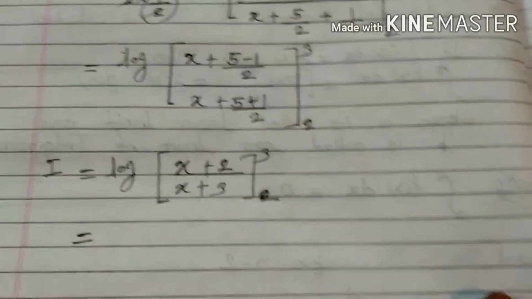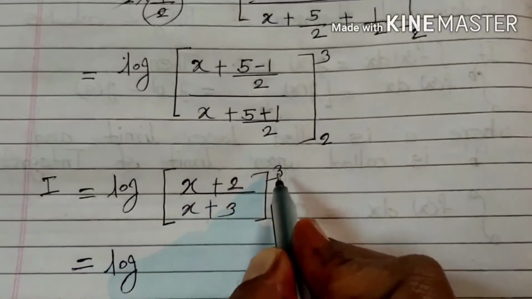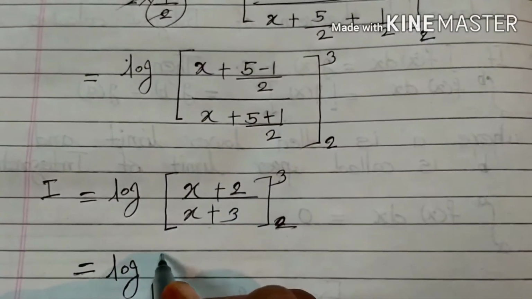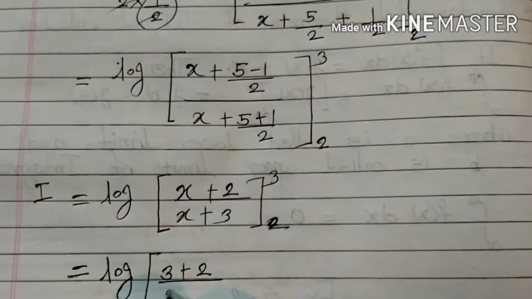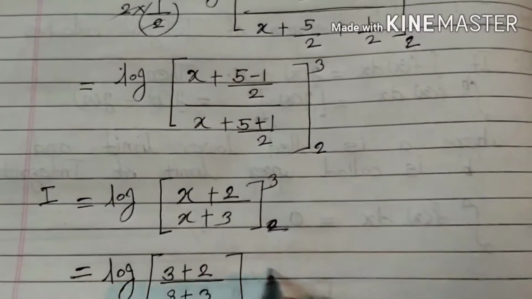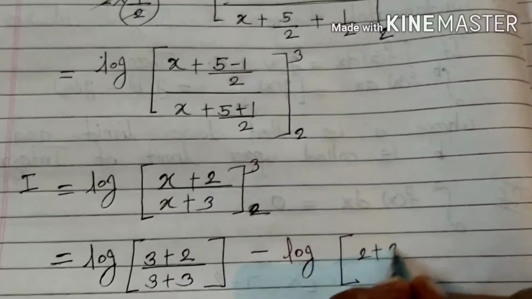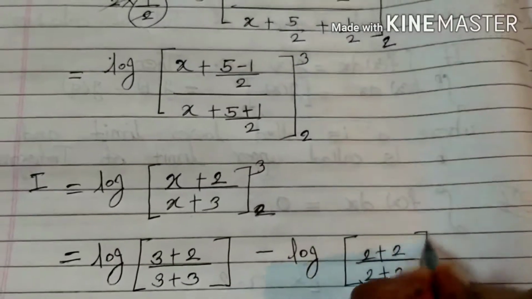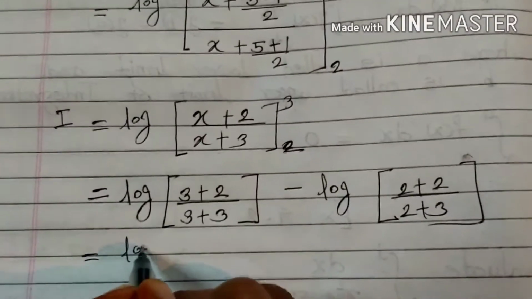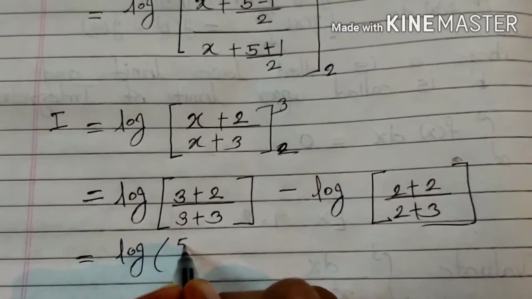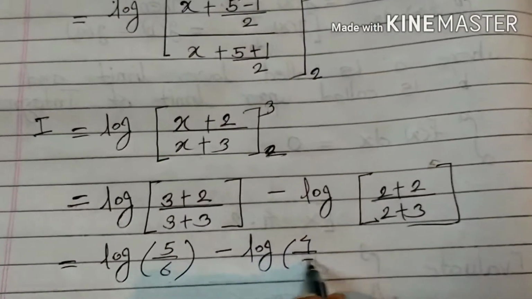Now we have to put limits. So log of, first put the upper limit, then minus, and put the lower limit. So the upper limit is 3 plus 2 upon 3 plus 3, minus log of 2 plus 2 upon 2 plus 3. So it is log of 5 upon 6 minus log of 4 upon 5.